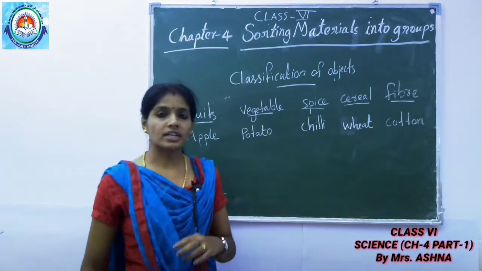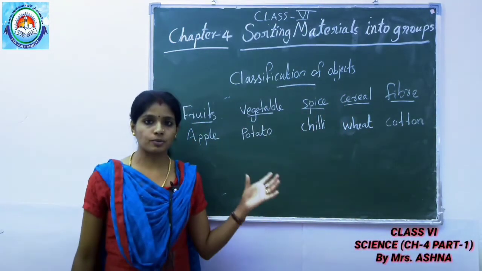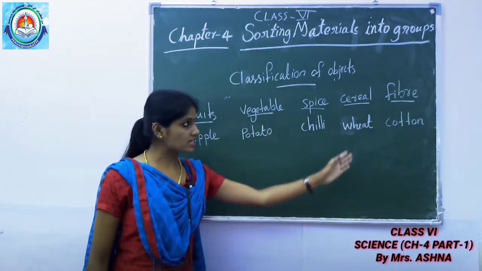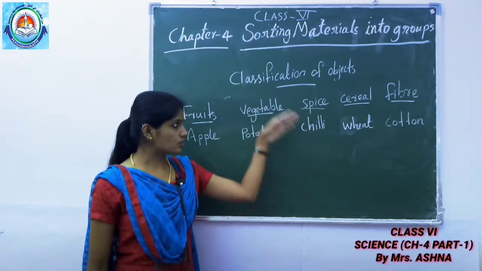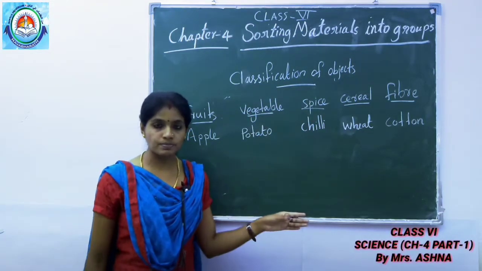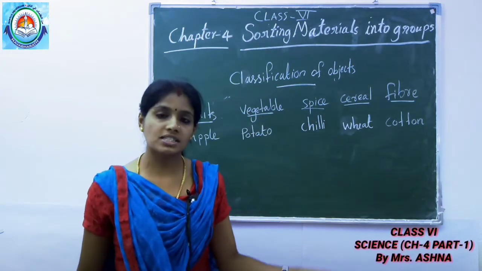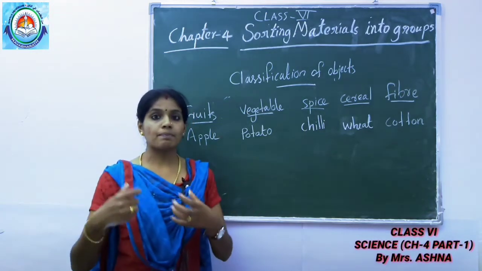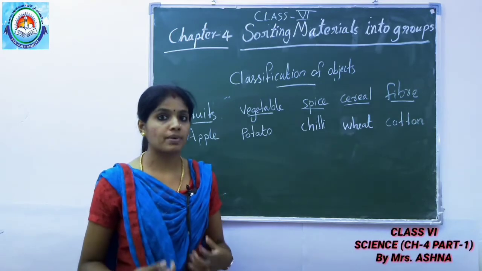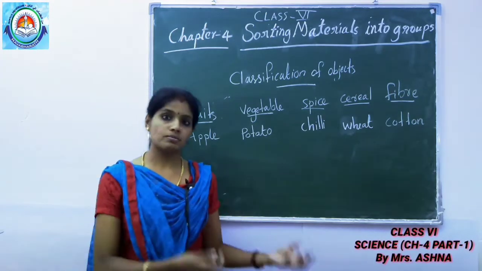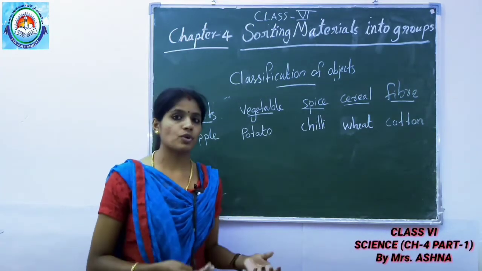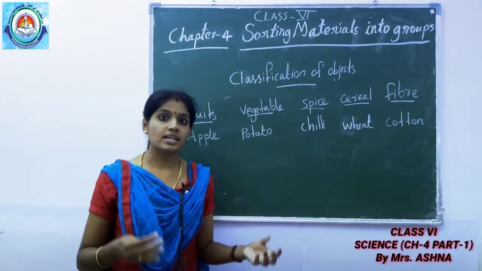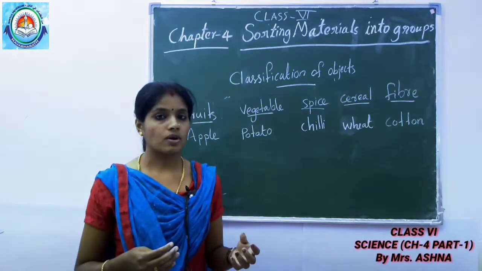So we sorted one set of things into different groups. Isn't it? So this is called classification. We arrange things into some particular groups. This is called classification. So classification helps us to identify or locate things and helps us to study the features of things also.